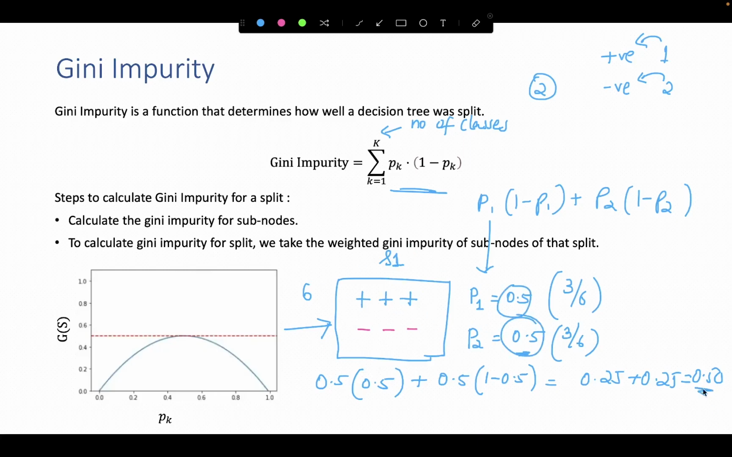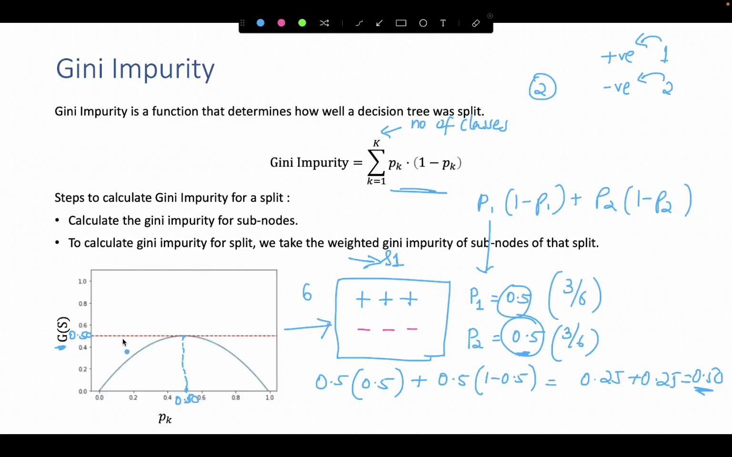And hence the Gini impurity that we have calculated at subnode S1 also turns out to be 0.5, which is the maximal possible value as per the curve that we are currently observing here. So G of S is nothing but the Gini impurity. So we are looking at this particular point on the x-axis, which is nothing but the probability that it belongs to class small k. So this is going to be a maximum value.